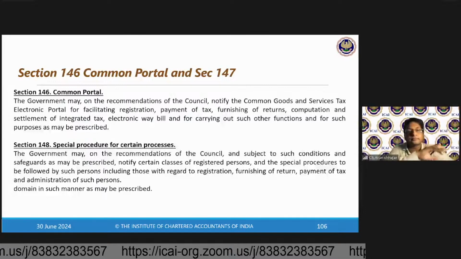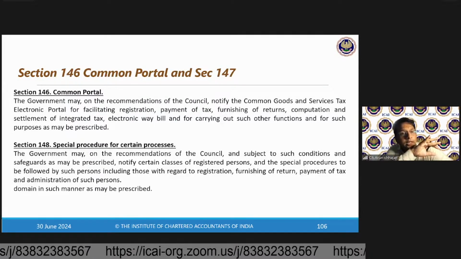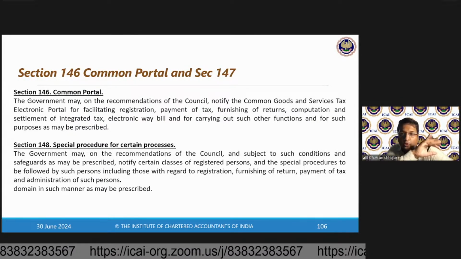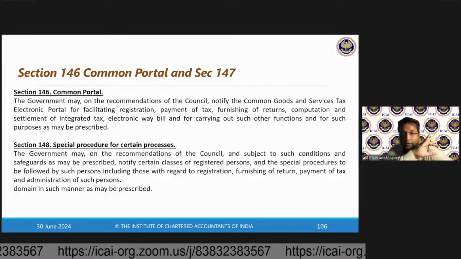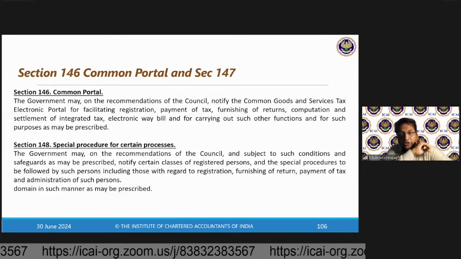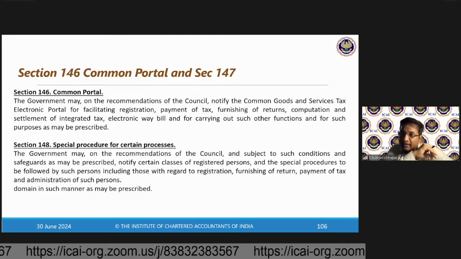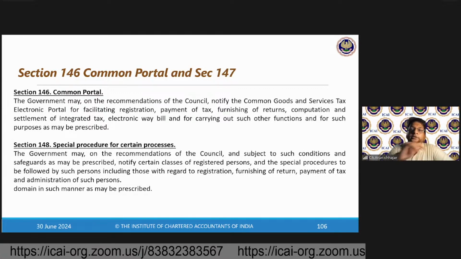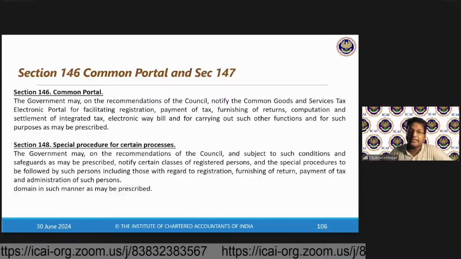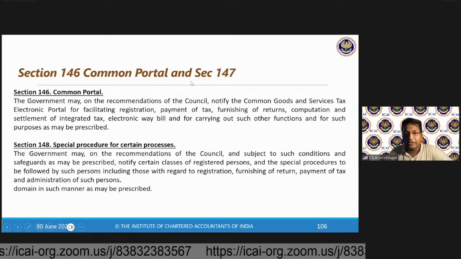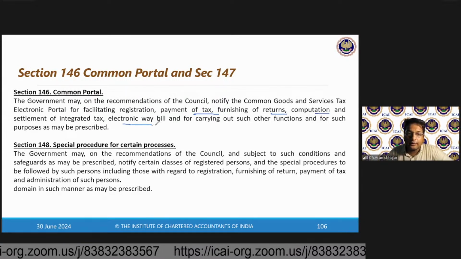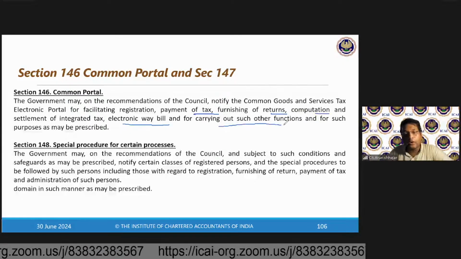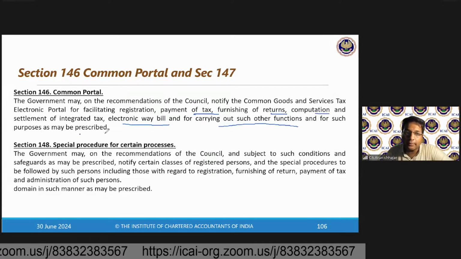What is the common portal? The government, on the recommendation of the Council, notifies the Common Goods and Services Tax electronic portal. We know that www.gst.gov.in, the e-way bill's separate website, the e-invoicing website. So these are the common portals which facilitate registration, payment of tax, furnishing of returns, computation, and the electronic e-way bill, and carry out such other functions as may be prescribed.